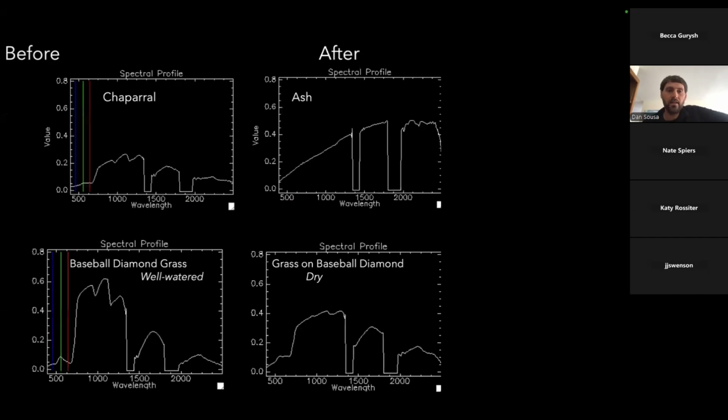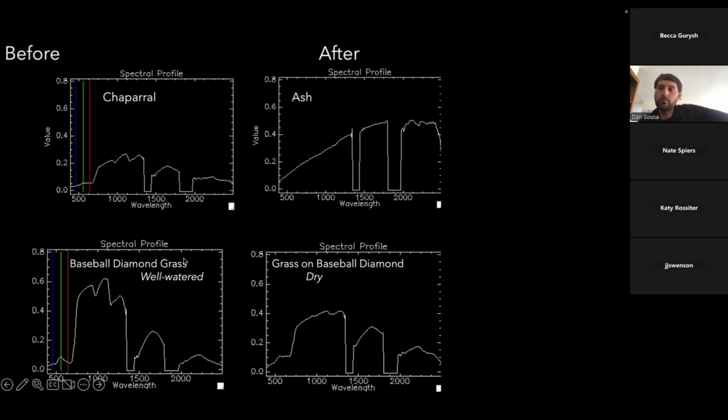And then back to that hyperspectral stuff, we have hyperspectral imagery of lots of these areas before and after. And you can see examples of that spectroscopic change of the same area. Here in the upper left, we're looking at chaparral. It's got chlorophyll, it's got leaf water before, and then after, this is a spectrum of ash.